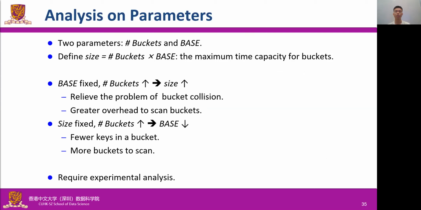In our algorithm, the number of buckets and the base are two parameters, and we define their product as the size of a bucket, which is the maximum time capacity for buckets. If base is fixed and we add more buckets, size will increase. In this case, we can relieve bucket collision, but may have greater overhead on scanning buckets. If size is fixed and we add more buckets, base will decrease. Then fewer keys will be in each bucket while more buckets will need to be scanned. The detailed analysis on parameters will be very interesting and we leave it to our experimental analysis.